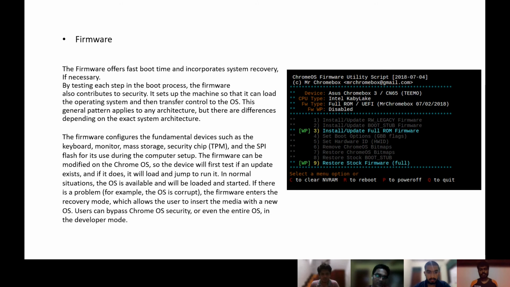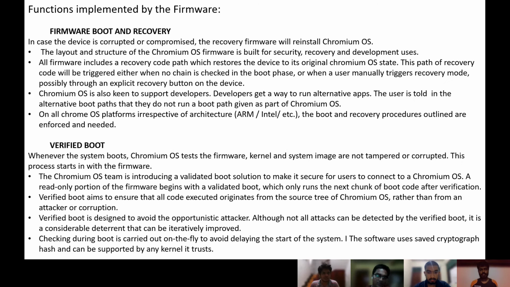So moving on, we can see the functions implemented by the firmware. There's the firmware boot and recovery. This is where, in case the device is corrupted or compromised, the recovery firmware will reinstall the Chromium OS. The Chromium OS is also keen to support developers. Developers get a way to run alternative apps. The user is told in the alternative boot paths that they are not running a boot path provided as part of Chromium OS.